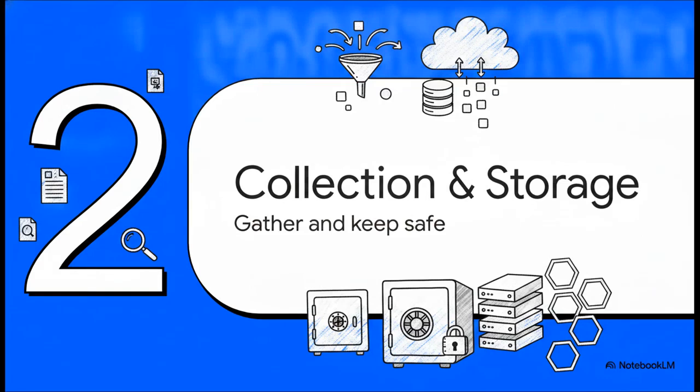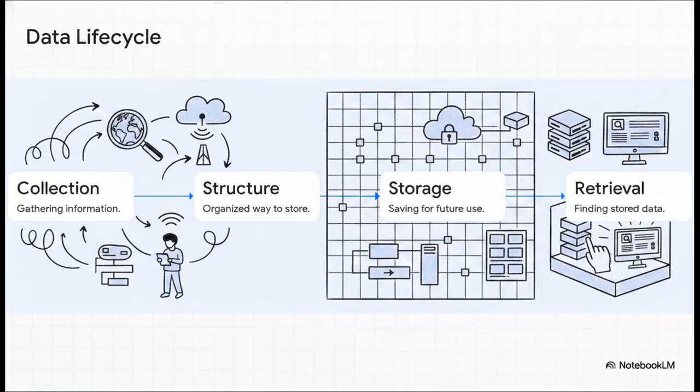Section 2. Collecting and storing information. Gathering and keeping data safe. This sequence is absolutely critical. First, we have data collection, which just means gathering information from different sources, like people, machines, or sensors. Once we have it, it needs a data structure. This is an organized way to store data so computers can actually use it quickly and efficiently. Then comes data storage, which is simply saving that data for future use. And finally, data retrieval is the process of finding that stored data quickly whenever you actually need it.